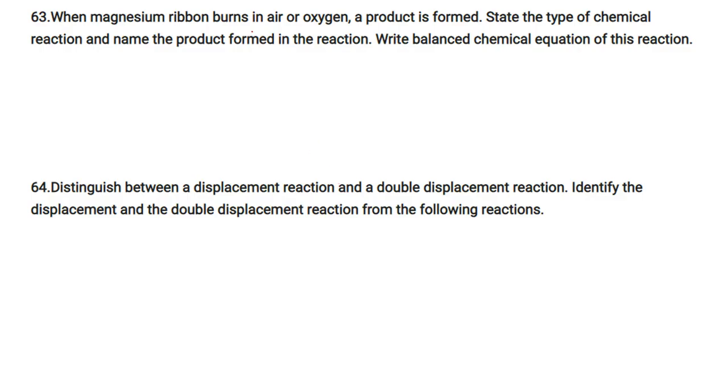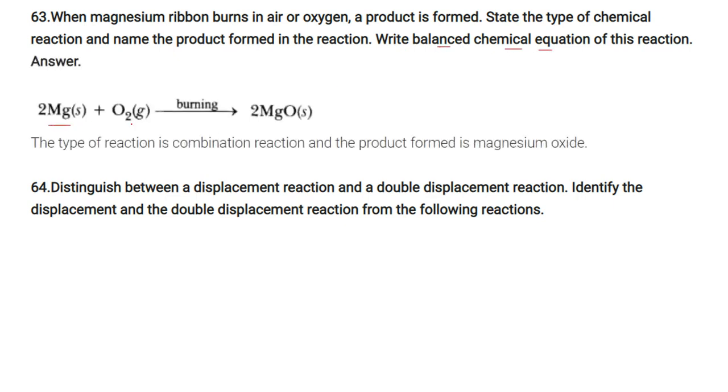When magnesium ribbon burns in air or oxygen, a product is formed. State the type of chemical reaction and name the product formed in the reaction. Write the balanced chemical equation in this case. Magnesium combined with oxygen, when you burn it, gives you MgO. Here two substances are combining to form a single compound, so this is a combination reaction and the product being formed is magnesium oxide.